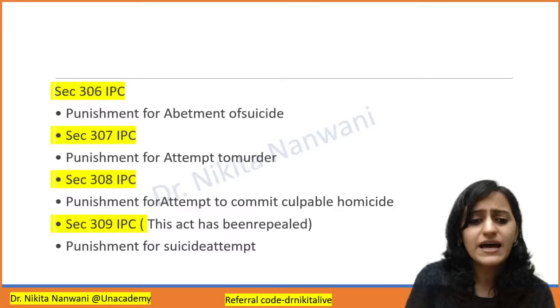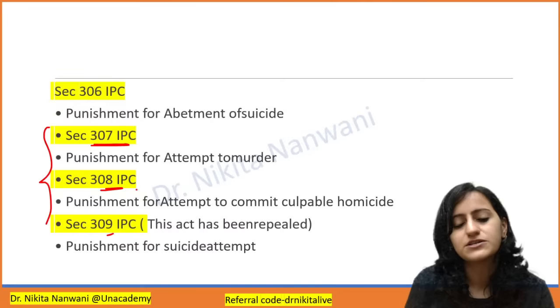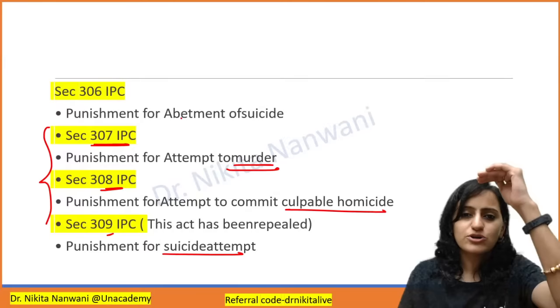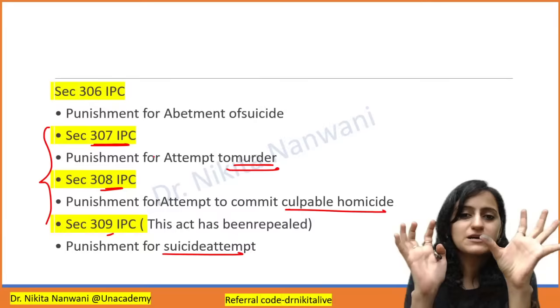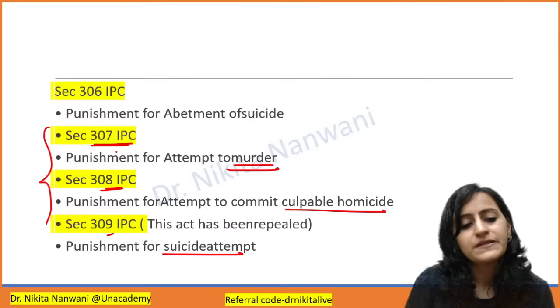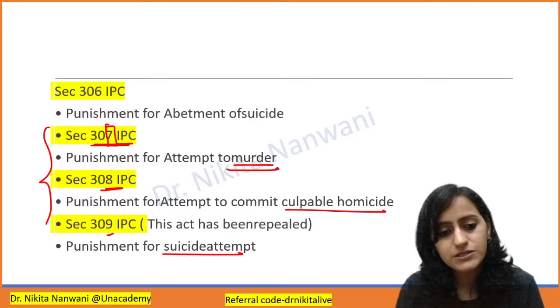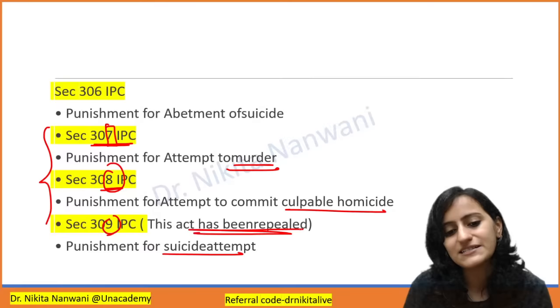Then you have your, first let us see 307, 308 and 309. Punishment for attempt to murder, attempt to commit culpable homicide and suicide. So this is going from severe to less. Sabse bura is murder, then culpable homicide and then is suicide. So 307 is your attempt to murder. Okay, 307 is your attempt to murder. 308 culpable homicide and 309 is suicide. Now this act has been repealed. 309 act has been repealed. And 306 is your abatement of suicide.